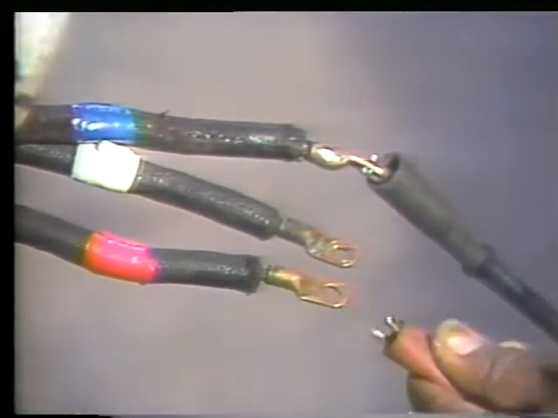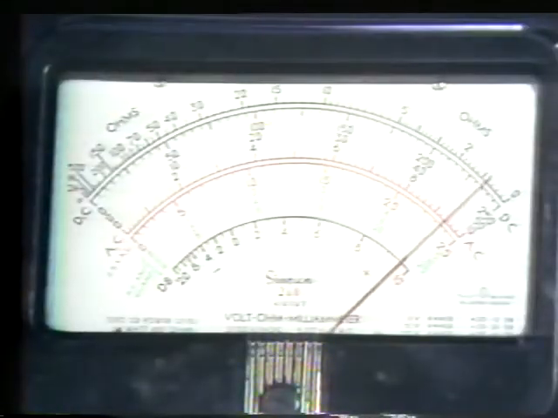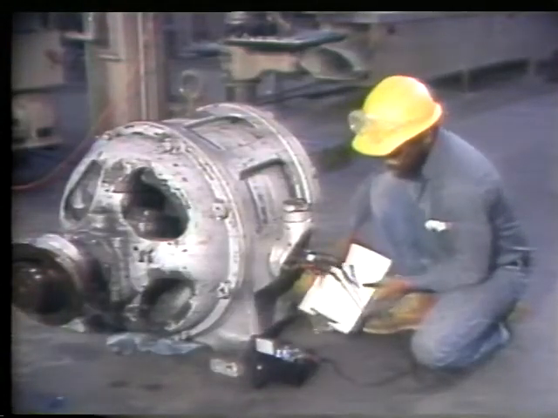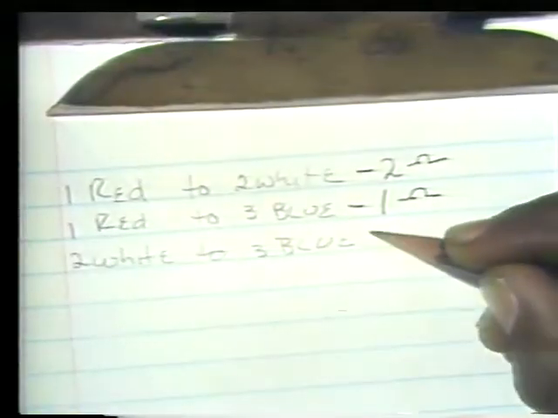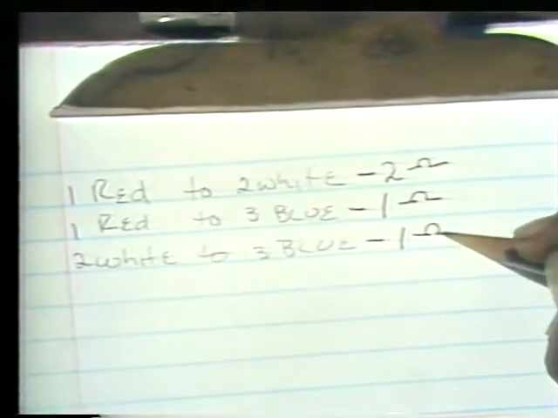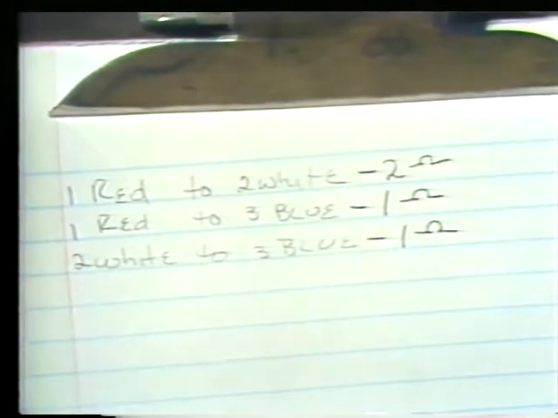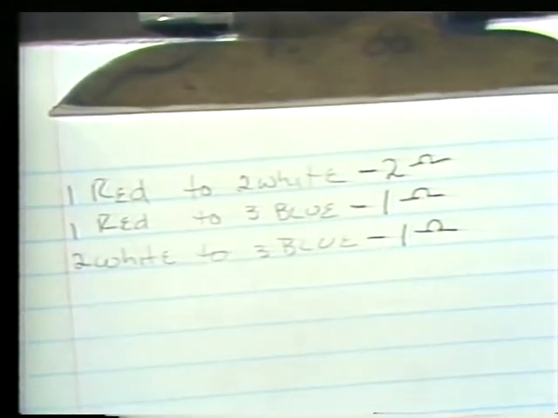So test between leads 3 and 2. The reading is about the same as for lead 1 and 3. It's also about half the reading for 1 and 2. Therefore, the open is in coil 1.